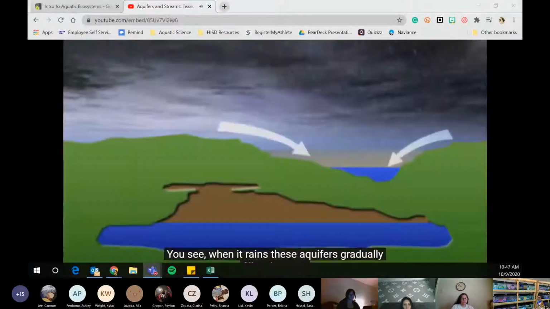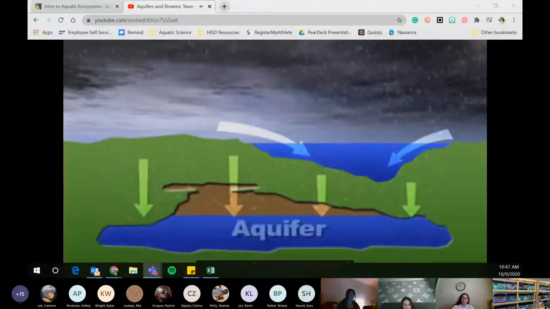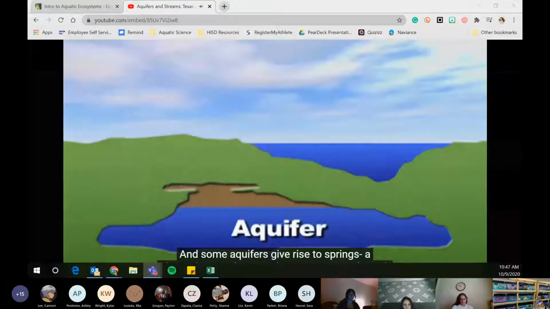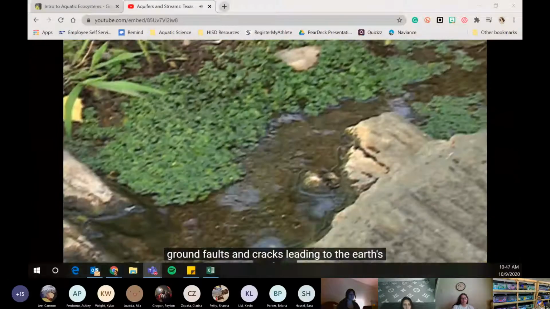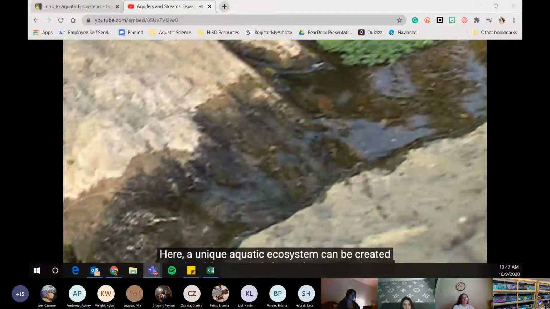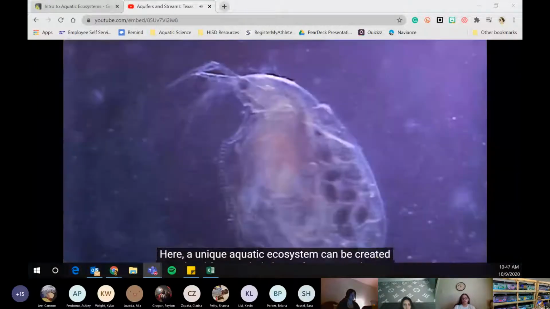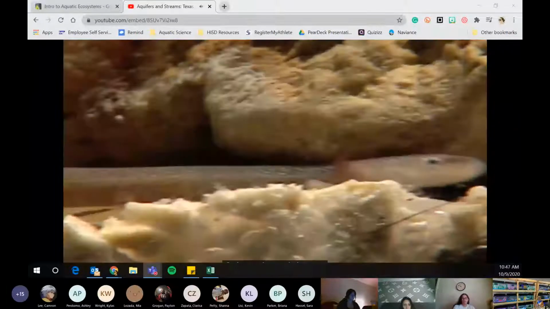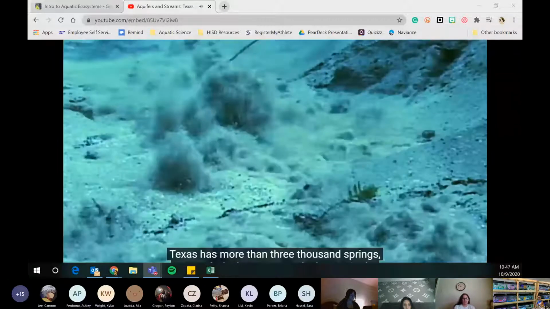You see, when it rains, these aquifers gradually fill with water. Some even become pressurized. And some aquifers give rise to springs, a place where underground water emerges through ground faults and cracks leading to the Earth's surface. Here, a unique aquatic ecosystem can be created, providing life to a whole host of rare invertebrates, fish, and amphibians. Texas has more than 3,000 springs, some of which are among the largest in the world. And springs also create the headwaters for many of our rivers.